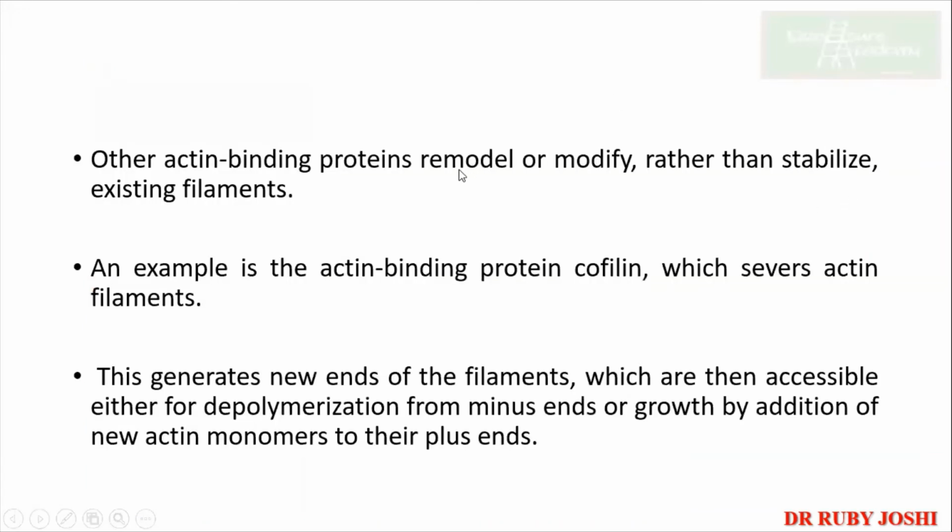Now there is another actin binding protein which remodels or modifies, okay, rather than stabilizing, and that is your cofilin. Okay, so actin binding protein cofilin, which is going to sever the actin filaments. So severs the actin filaments मतलब it is going to break the filament. Profilin क्या कर रहा था आपका? It was helping in addition of your G actin bound to ATP, correct? Cofilin क्या करेगा? It is gonna break it. Okay, because of which it is going to generate new ends of the filaments, which are then accessible either for the depolymerization from the minus end or for the growth of the new actin monomers to their plus end.